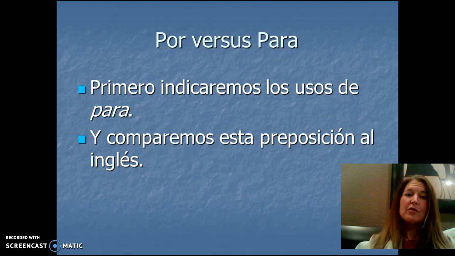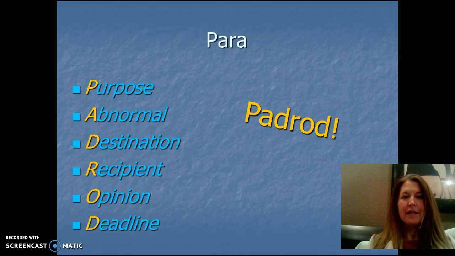Primero indicaremos los usos de para y comparemos esta preposición al inglés. So let's just look at the uses of para and compare it to those uses for English. Para. Pues recomiendo que tomen apuntes y copien estas palabras. Estas son las reglas de para.